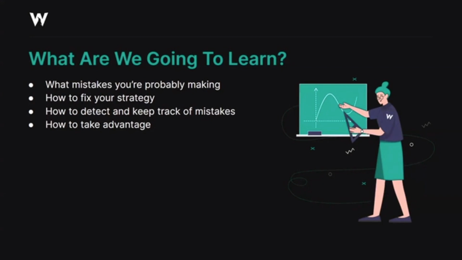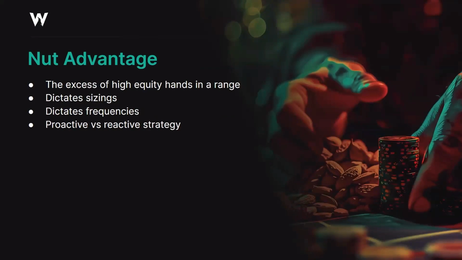We're going to talk about how to fix your strategy to a certain extent. Of course, you're always going to make mistakes. We're going to talk about how to detect and keep track of other people's mistakes in this regard and how to take advantage. So let's talk about the nut advantage.